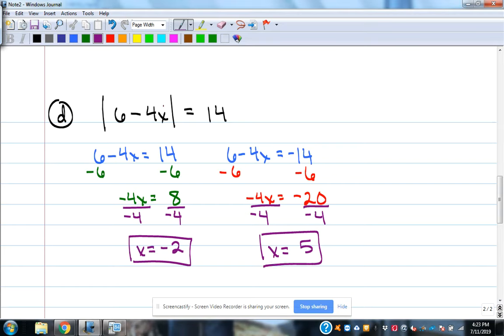6 minus 20 is negative 14. The absolute value of that is 14. So those are the right two answers. Anytime I've got equations, I can take those answers and plug them back into the original and see if they're the correct ones. We don't ever have to guess about that.